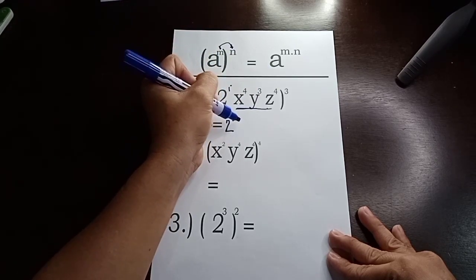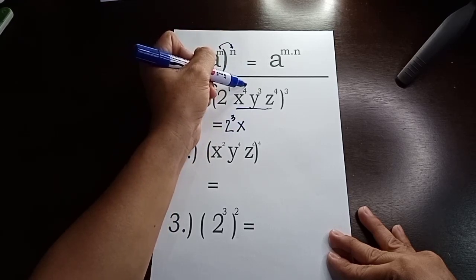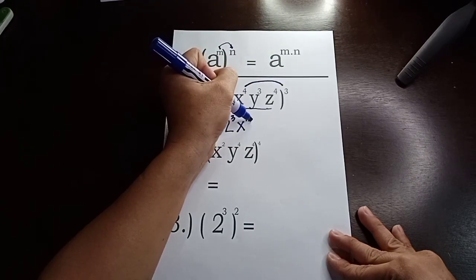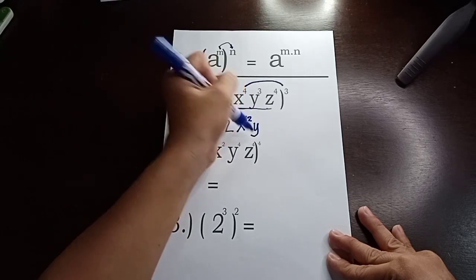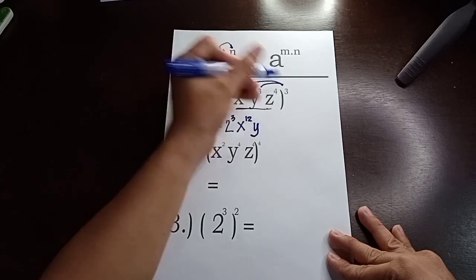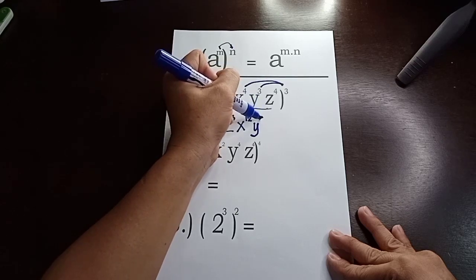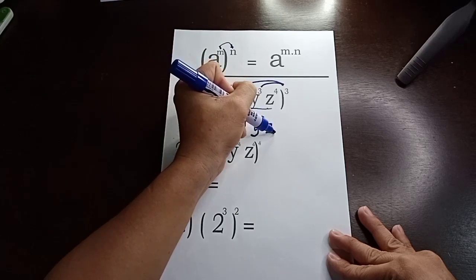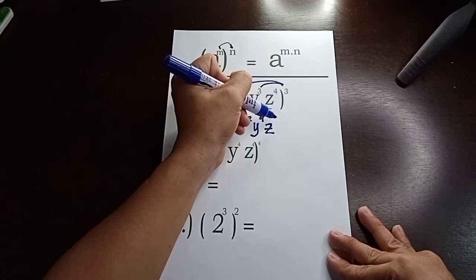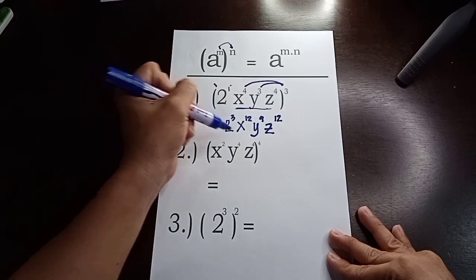And we have our first variable, x. So, multiply the exponent 4 to 3 is 12. The next variable is y. So, multiply the exponent of 3 to 3 equals 9. And the last variable, 4 times 3 is 12. Pwede na po itong answer na to.